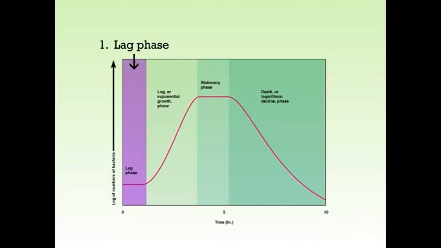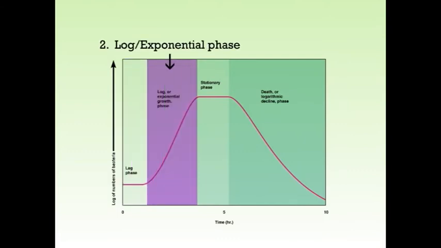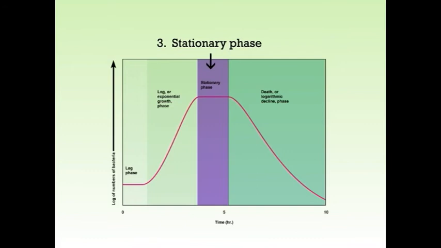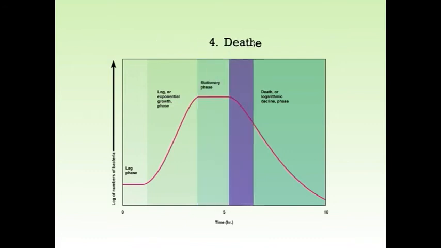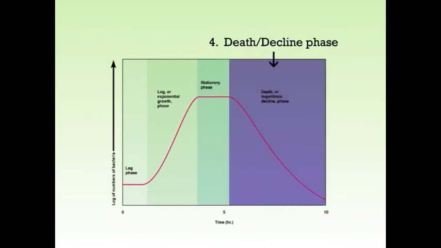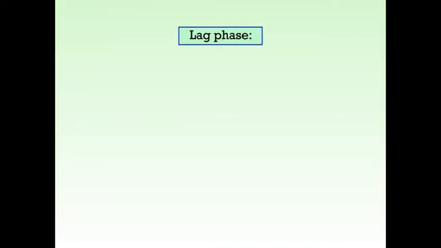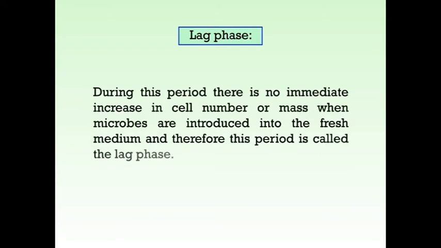The first phase is the lag phase. The second one is the log, also known as the exponential phase. The third one is the stationary phase. And finally, it is the death or the decline phase. So first we'll come to the lag phase. During this period, that is the lag phase, there is no immediate increase in cell number or mass when microbes are introduced into the fresh medium, and therefore this period is called the lag phase.